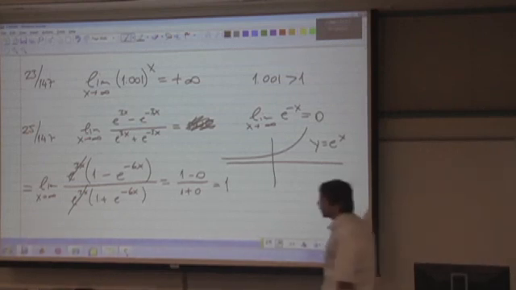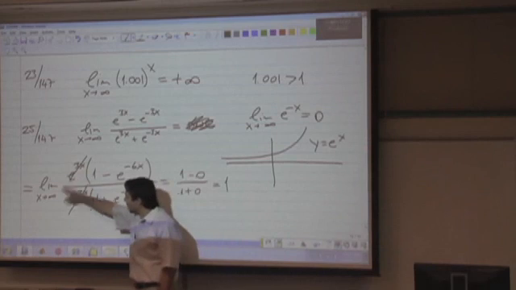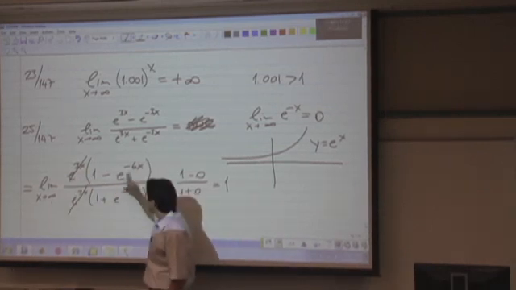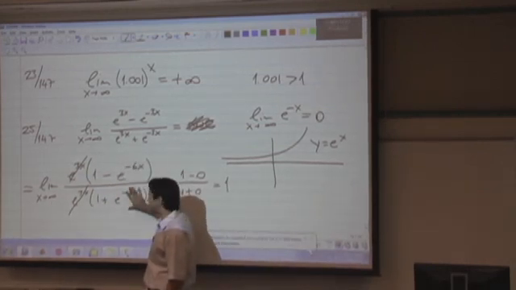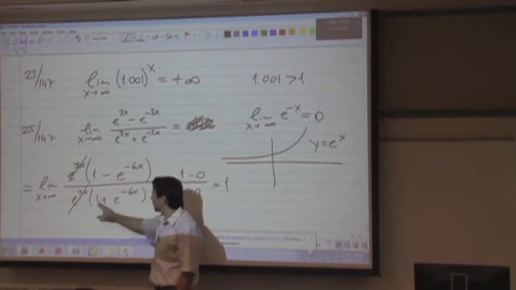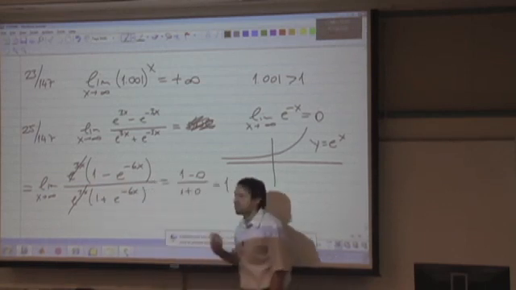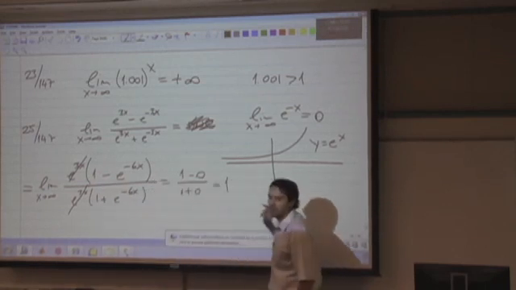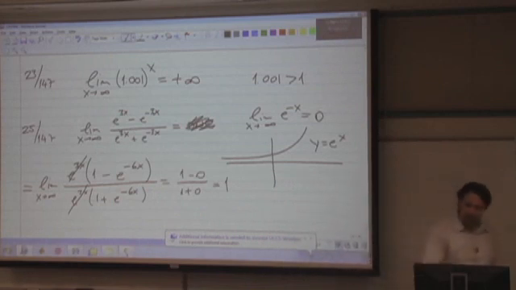Factor out e to the 3x, they cancel out. And now when I put infinity in for x, e to the minus infinity is 0. E to the minus infinity is 0, so I end up with 1 minus 0 divided by 1 plus 0. So I end up with 1. Right? Now, let's come back to why is that the case.